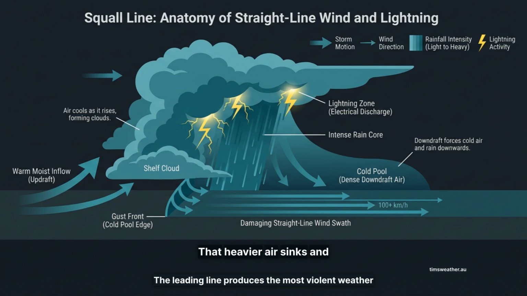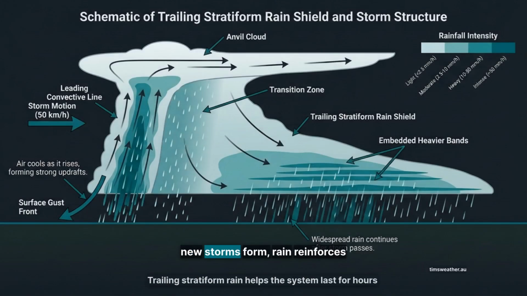Inside the stratiform region, falling precipitation evaporates into drier air and cools it. That heavier air sinks and helps pull a stream of air in from behind the system, called the rear inflow jet. As this jet descends, it can strengthen the cold pool and push the gust front forward. That creates a feedback loop. The cold pool lifts new air, new storms form, rain reinforces the cold pool, and the system keeps moving.